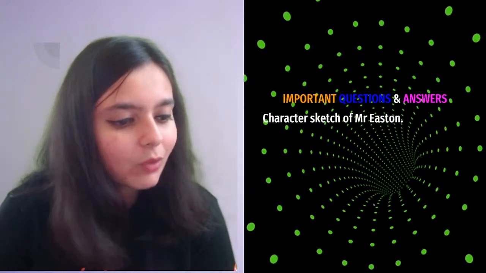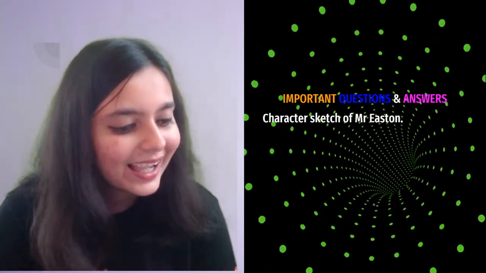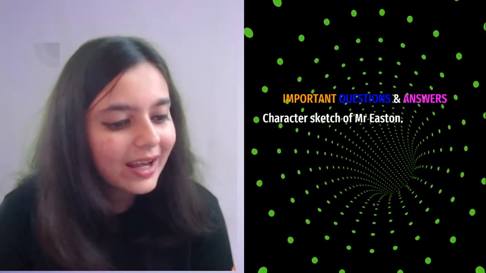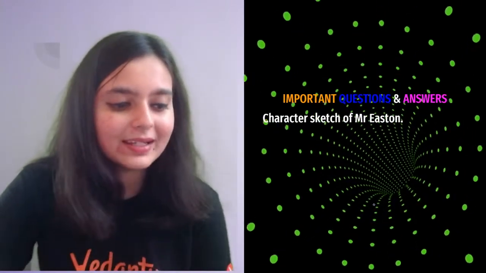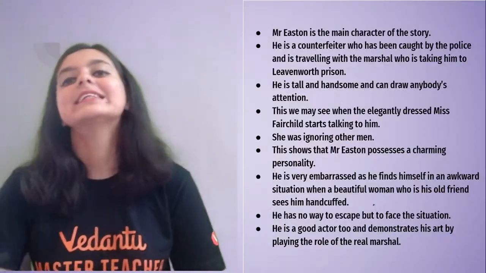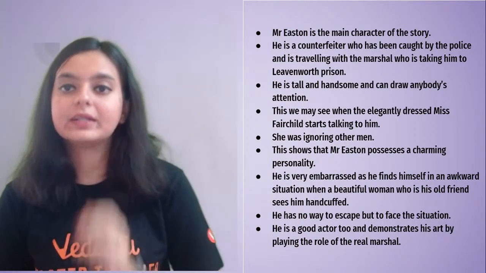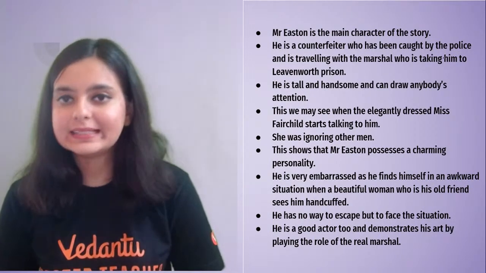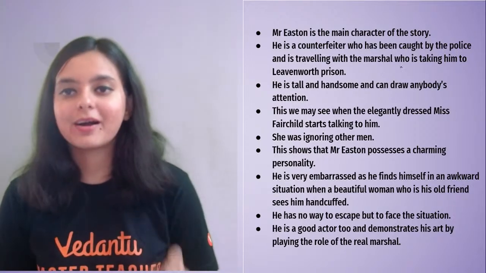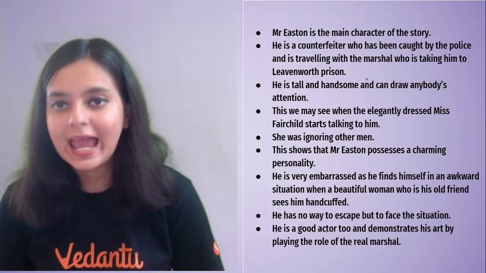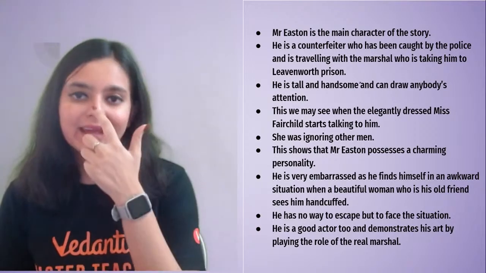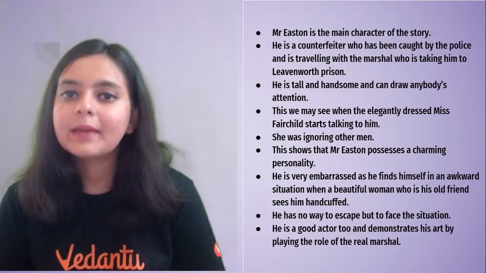He was a good person. What about the rest? Sashwat, okay. Tall and handsome. Okay, very good. Hi, Sakshi. So, Mr. Easton is definitely the main character. He's a counterfeiter who's been caught by the police, and he's traveling with the marshal who is taking him to Leavenworth prison. He's tall and handsome, absolutely correct. And this is why we see him.